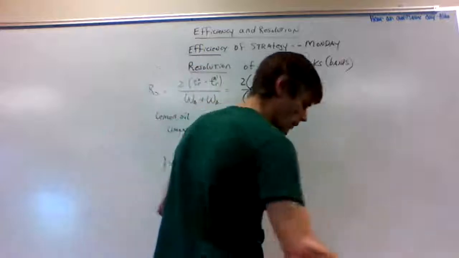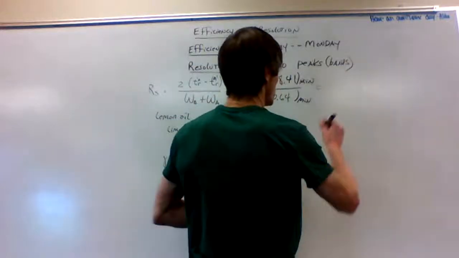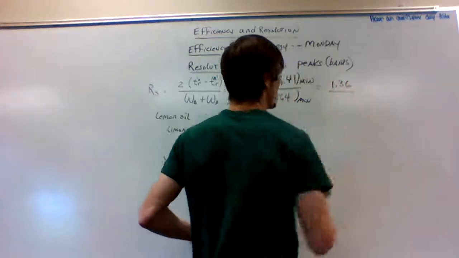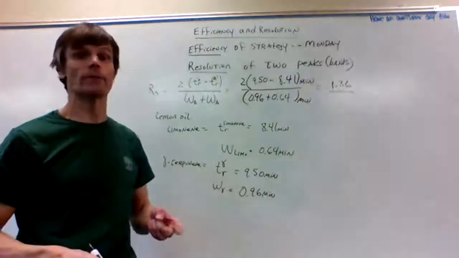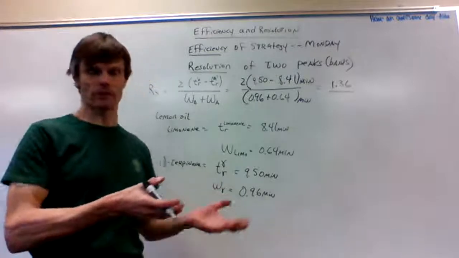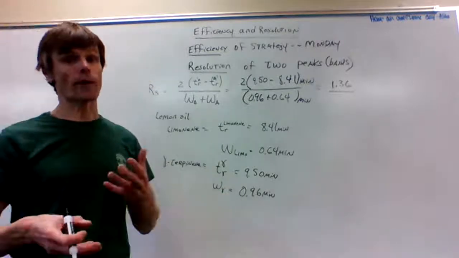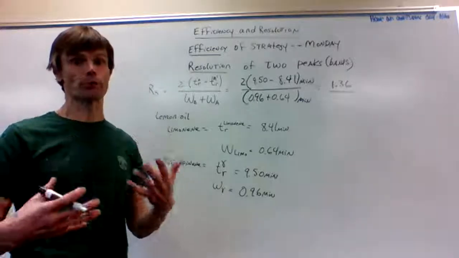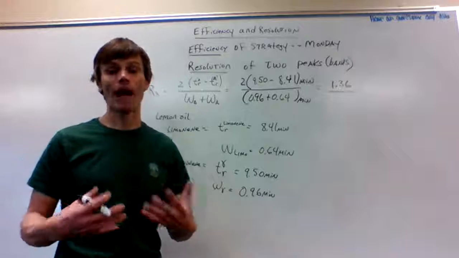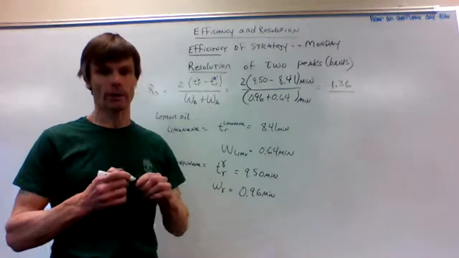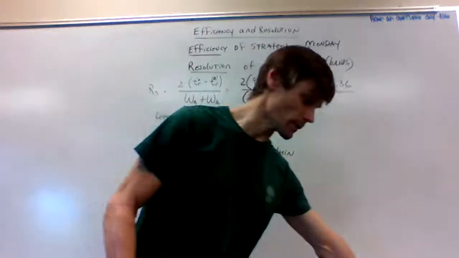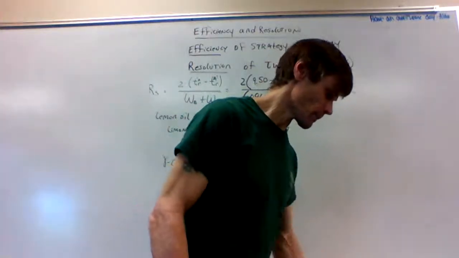In this case, I calculate a resolution that's less than 1.5. So for these people conducting this experiment, they should go and find a better way to improve their separation strategy. This suggests that we're not getting baseline resolution, and we might be able to make an improvement in what we're doing for our experiment.